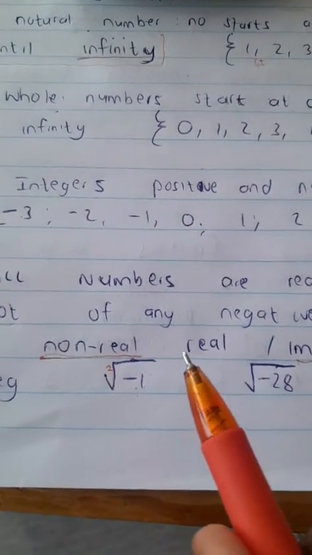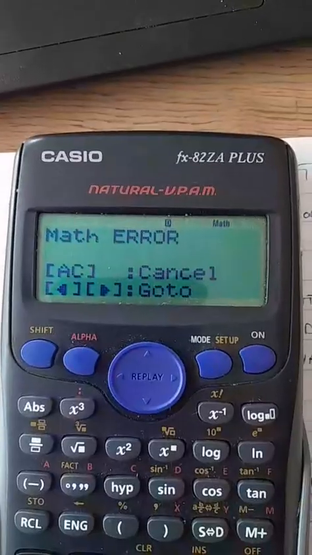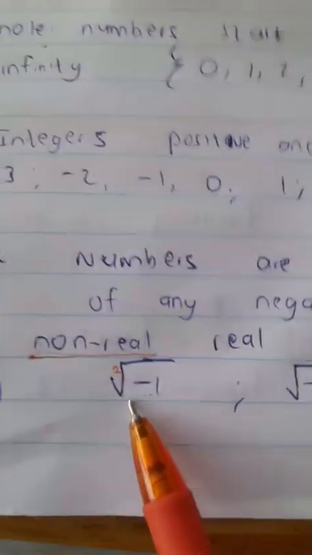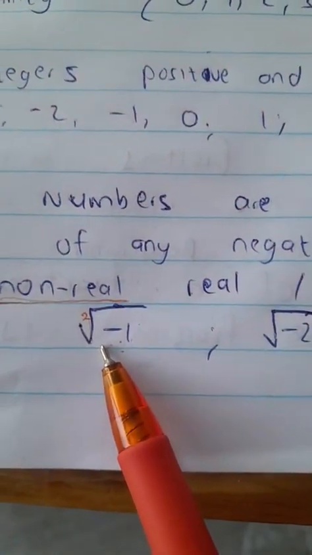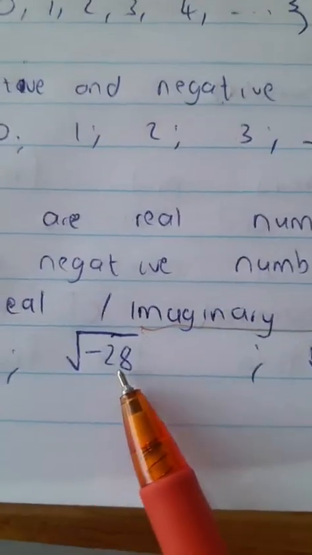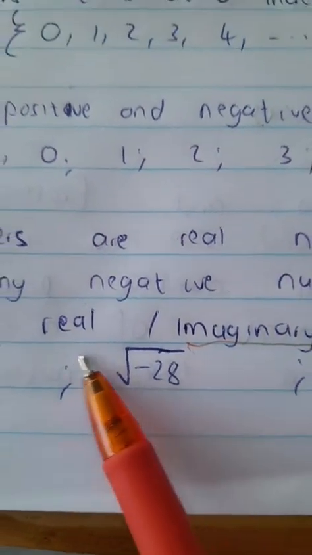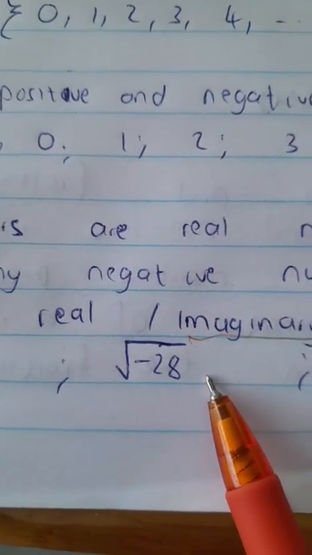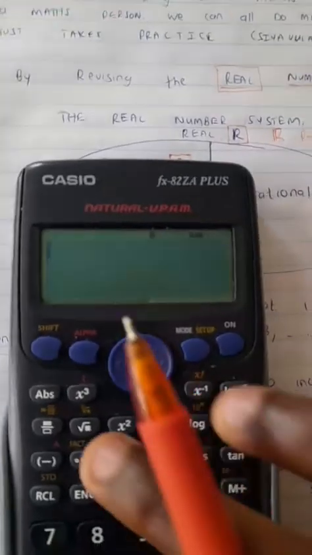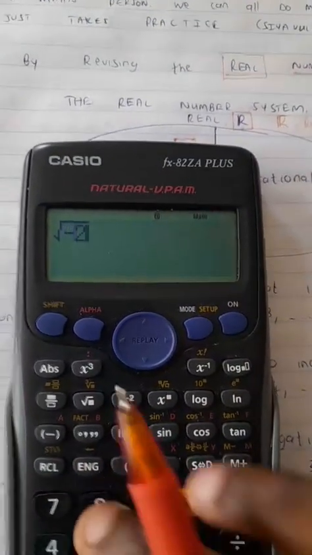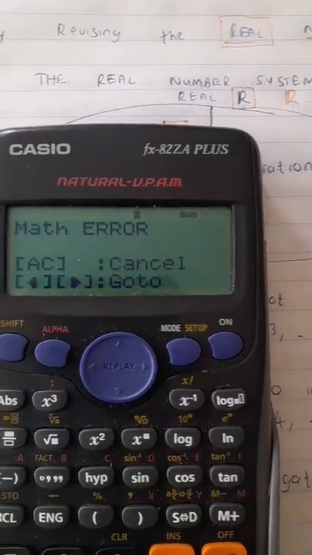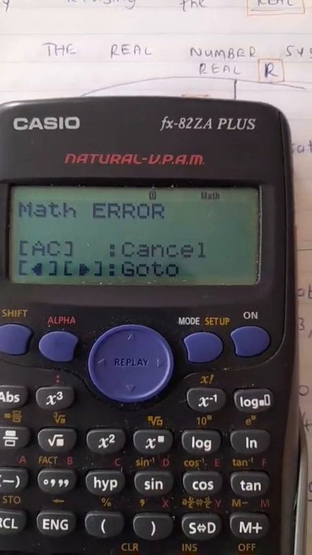Okay, when we punch them into our calculator, we get this maths error. So basically, the square root of -1 is non-real. Here's another non-real number: the square root of -28. Do the same thing. If you put the square root of -28 in your calculator, what do you get? There we go again. Maths error.